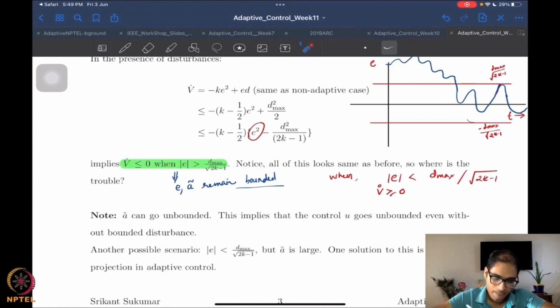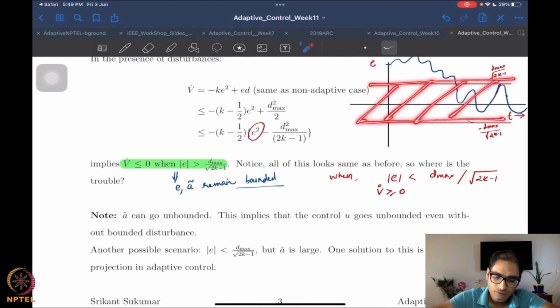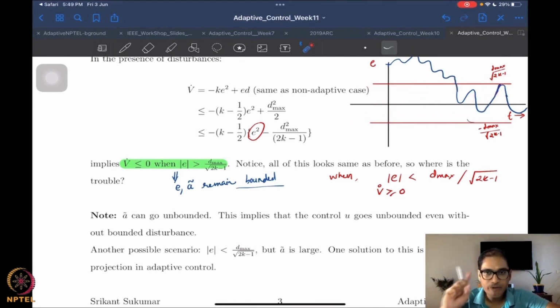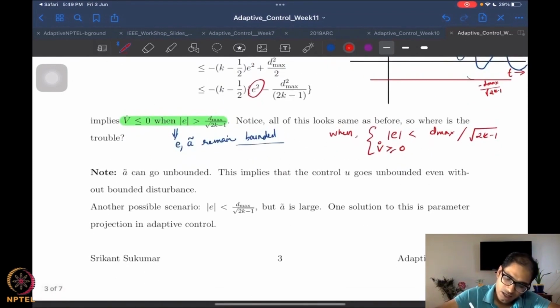The only thing that's happening when E is inside this is it stops E from increasing beyond a certain point. E remains in this cage, sort of. But because V dot is non-negative, V can increase. All right. And if V can increase, but E cannot increase beyond a certain value, what does it mean? If I take these two into account, that E cannot increase beyond a certain point, but V can increase, what does it mean? Implies A tilde can increase.